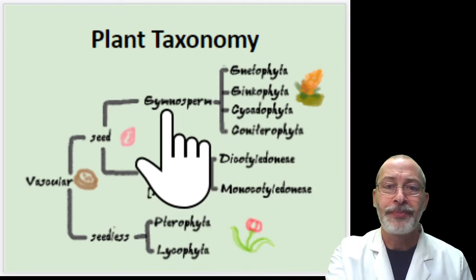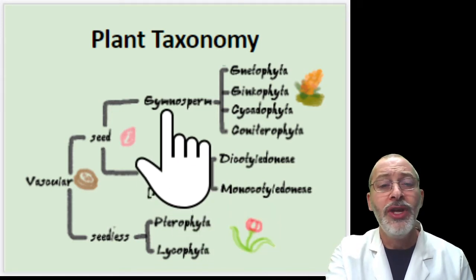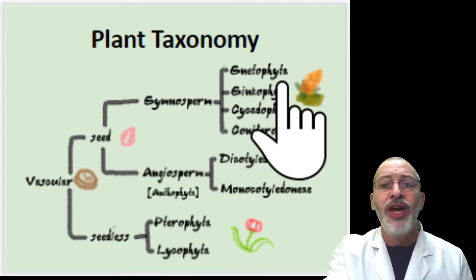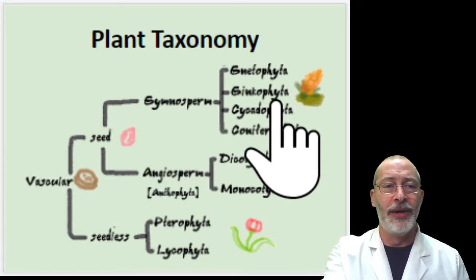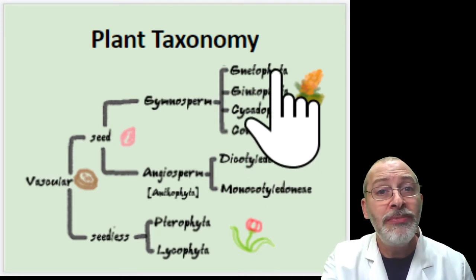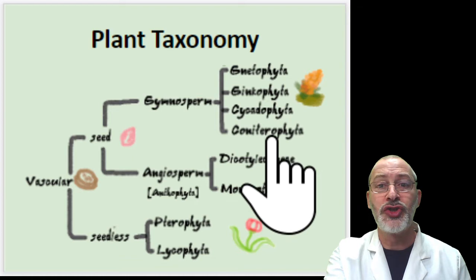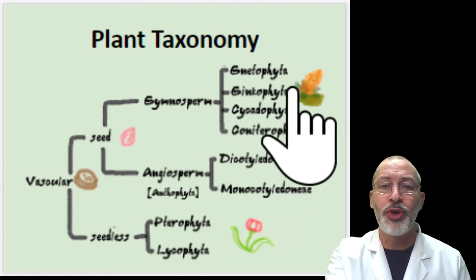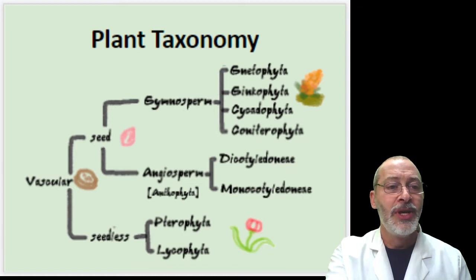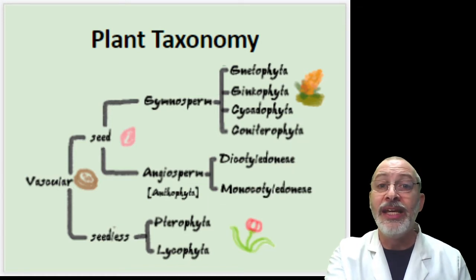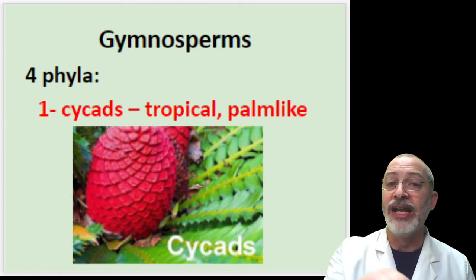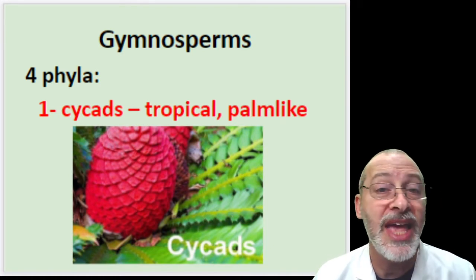Today we're going to start off with the gymnosperms, and more specifically, the four phyla of different kinds of gymnosperms. There are four phyla of gymnosperms that we are going to talk about today. So let's get into it, beginning with the first phylum called the Cycads.